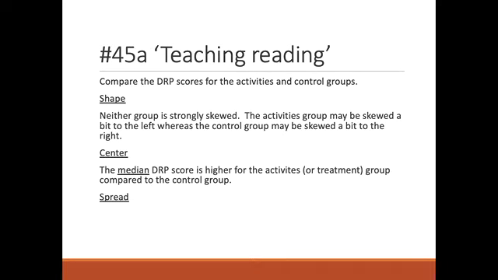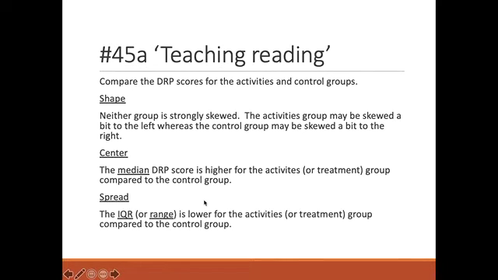In terms of the center, choose a particular measure of center, and because of the way the data are presented, it's easiest to talk about the median here. So I said that the median DRP score is higher for the activities group compared to the control group. You could have said that the median DRP score is lower for the control group than for the activities group. That would be perfectly fine. But give a specific measure of center, put it in context, and then give a direction: higher or lower, greater, less.